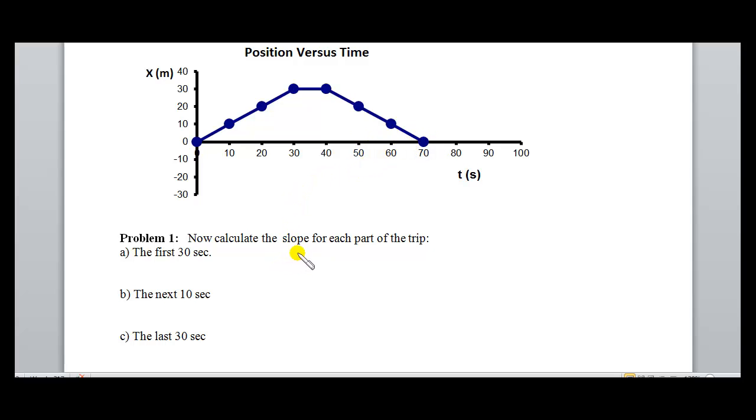Now what I would like you to do is calculate the slope for each part of this trip. During the first 30 seconds, that is this part right in here, and we could label that A. And then in the next 10 seconds, that's this part of the trip right in here, B. And finally, the last 30 seconds, this part right in here. I want you to use the slope formula, remember it's rise over run, and calculate the slope for each of those various parts of this trip. So push that pause button and let's come back and compare answers.